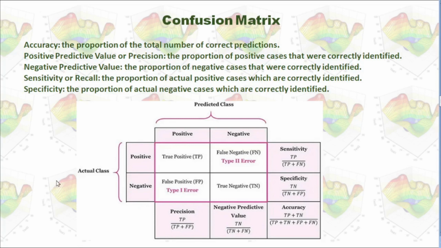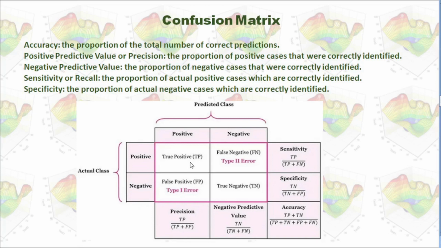Let's take a look at this confusion matrix. On this side, we have the actual class. That means this is a positive in the data sample, and this is negative in the data sample. And also we have predicted class. That means our model thinks those data points are positive, and our model thinks those data points are negative.